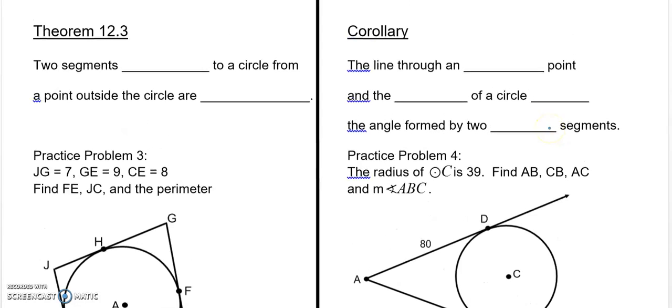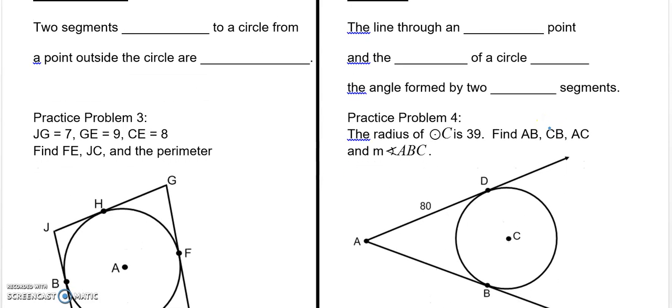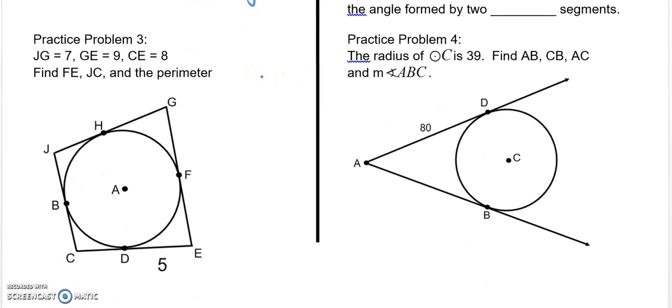Moving forward, theorem 12.3. Two segments tangent to a circle from a point outside the circle are congruent. So when you have tangent lines, like this is a tangent line and this is a tangent line, the parts outside the circle are congruent. So then these two would be congruent, and then these two would be congruent, and then these two would be congruent. So the parts that make a point are the same.